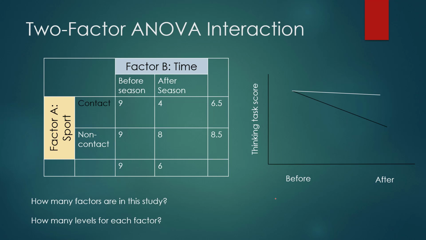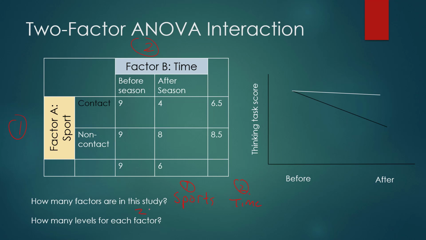So, how many factors are in this study? We have factor A, which is sports. Here I've changed it so factor A is now on the rows and factor B is on the columns. So we have one factor here, and we have a second factor here. Do we see a third factor? So we have one factor, which is sport. We have another factor, which is time. So we have two factors in this study.